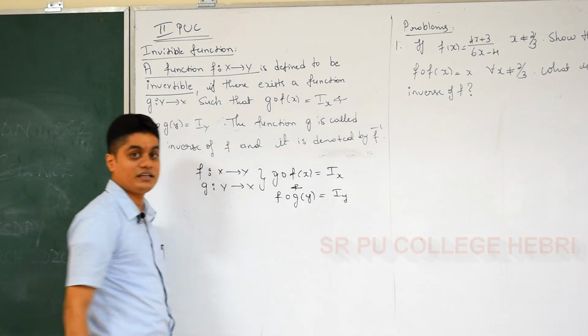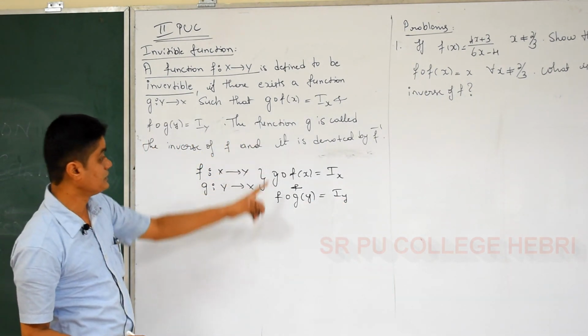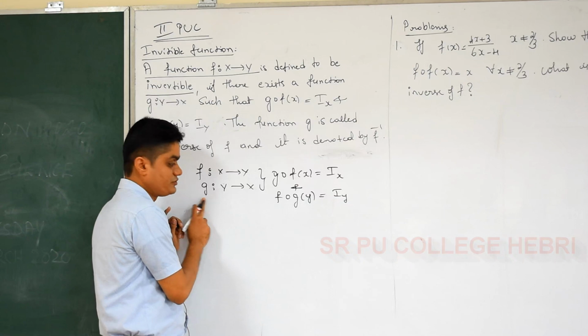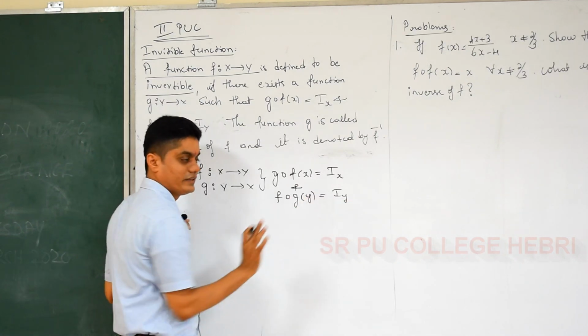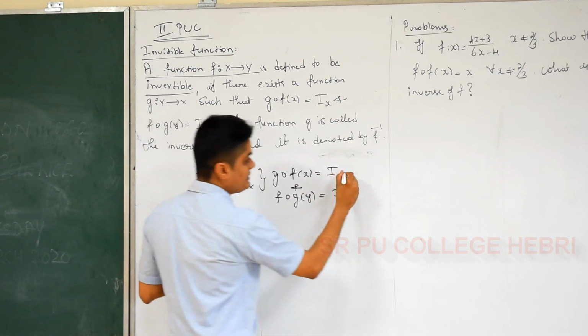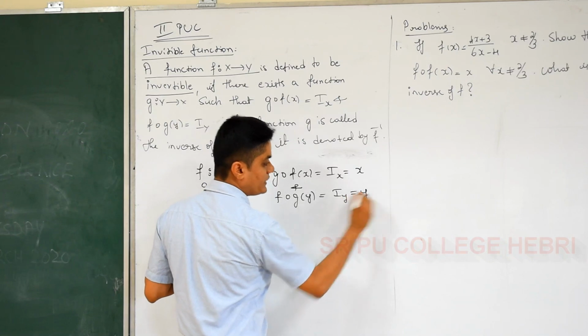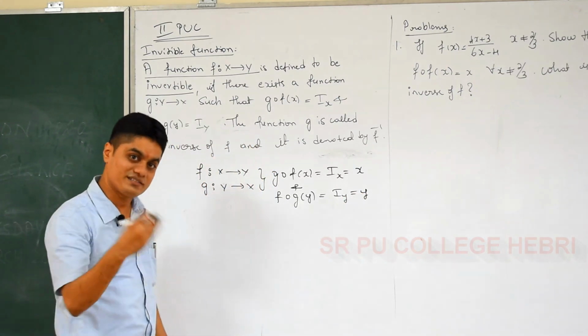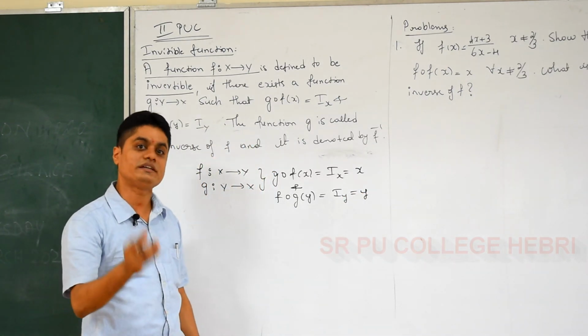What do you mean by I_Y? Identity function of the domain of g. What is the domain of g? Y. So it is I_Y. Nothing special, it is nothing but x only. This is nothing but y. Remember, identity function of x is x. Identity function of y is y.